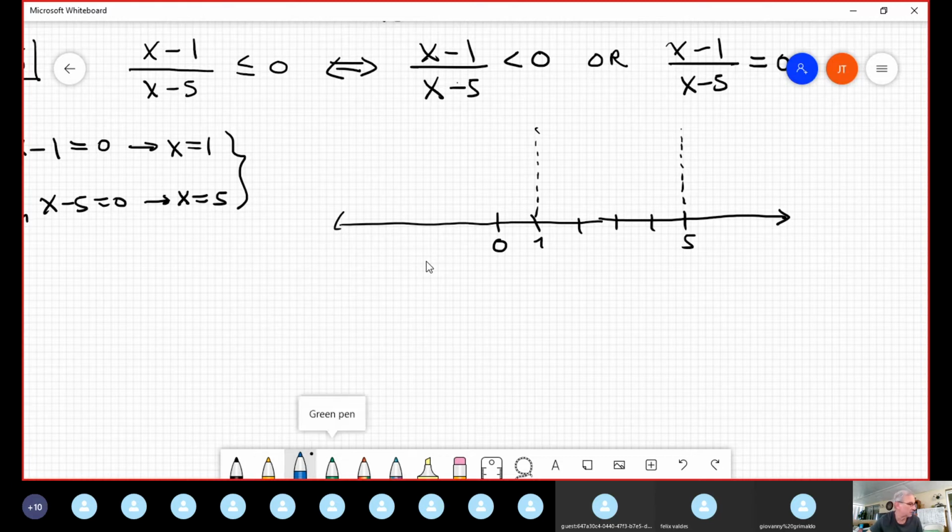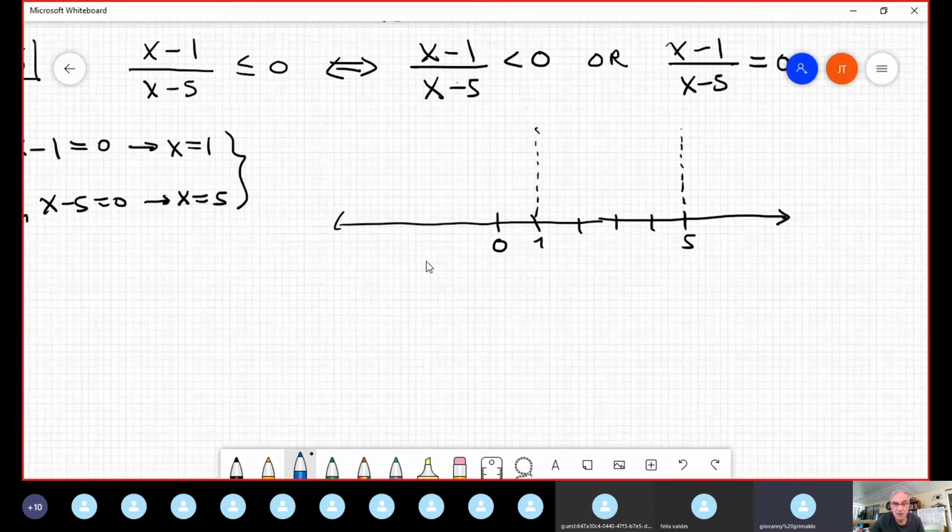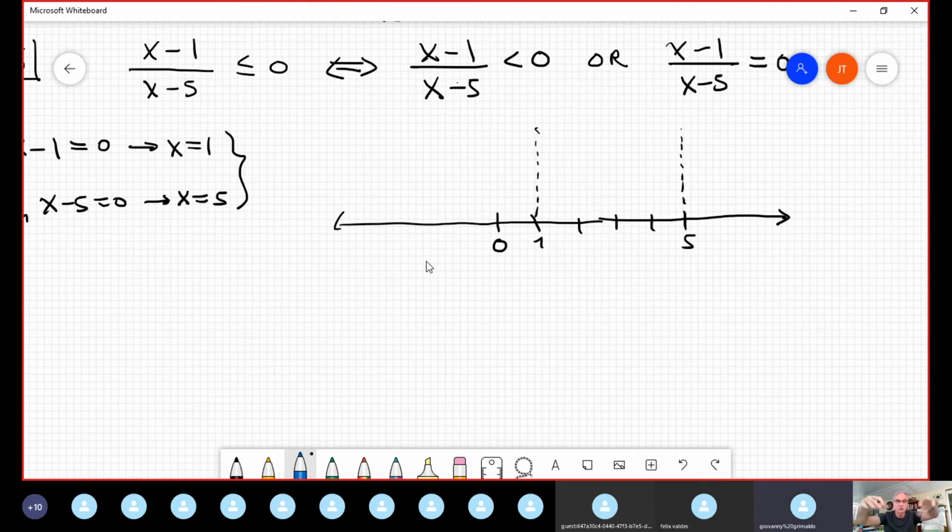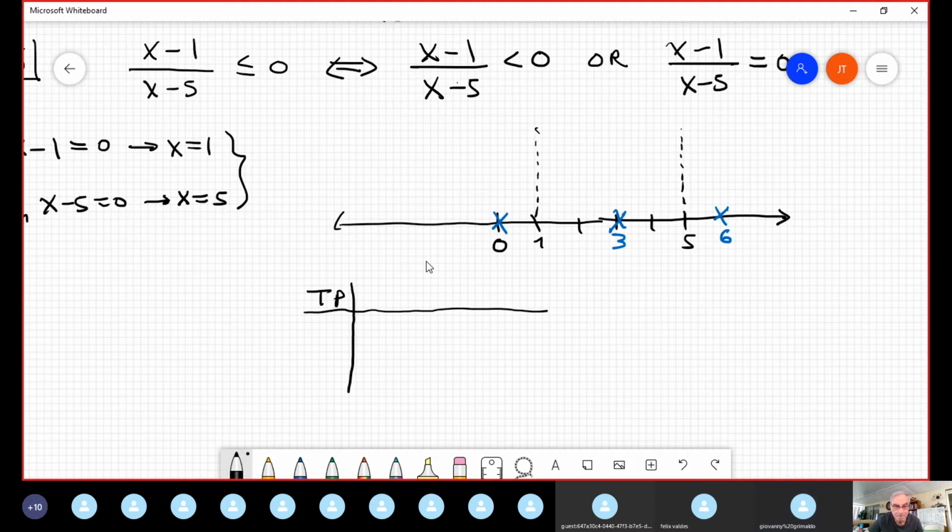Using the critical values 1 and 5, you select testing points. How many testing points do I need to select? You need to select three. There are two critical values, so you select 3. For example, it's up to you. Inside the interval, something like 3. And outside the values, like 0 and 6. You select exactly the same I select in my paper. Testing points: 0, 3, and 6.